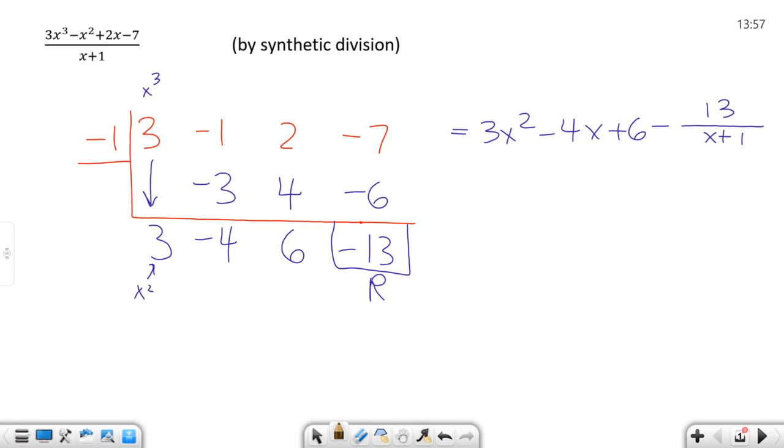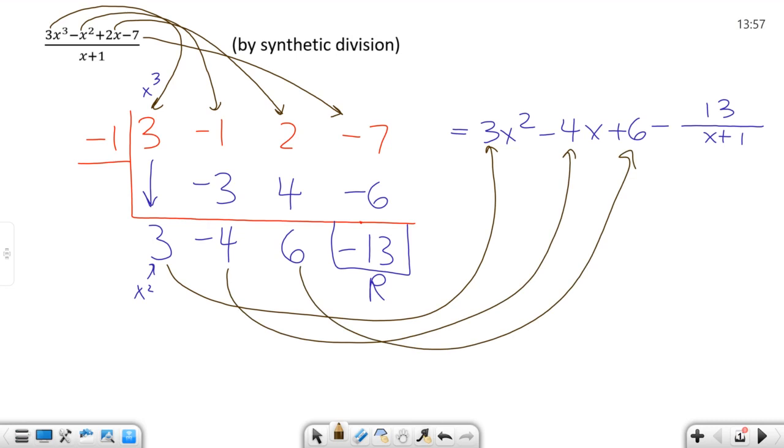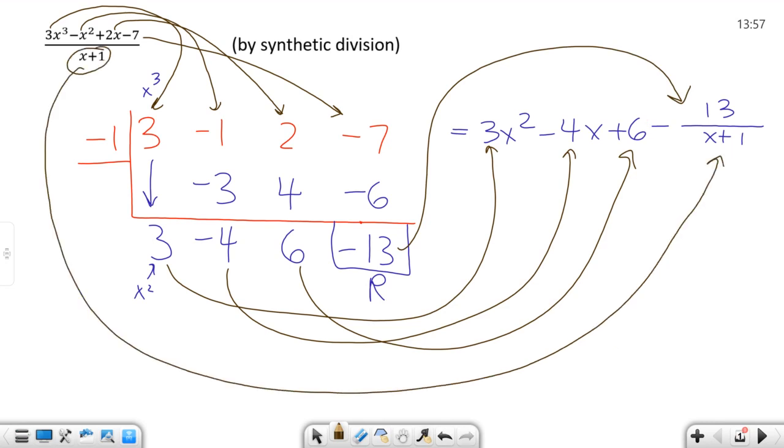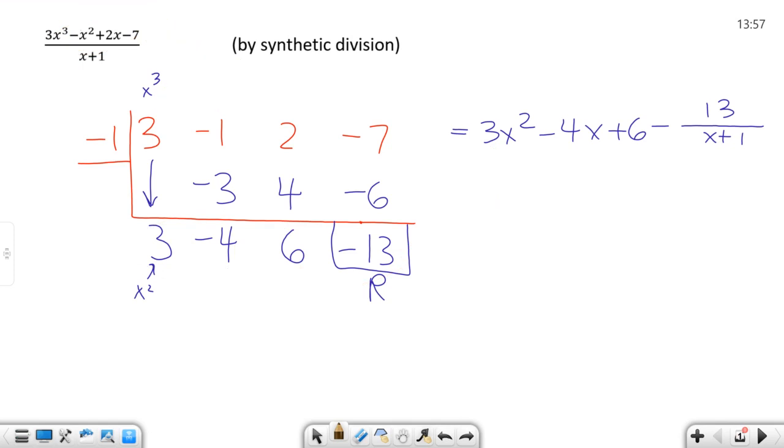So just like this 3 goes here, this -1 goes here, this 2 goes here, and this -7 goes here. This 3 here, this -4 goes here, this 6 goes here, and then this 13 is up here. That's this whole thing here. And then this that was already in the denominator goes here. So we sort of deconstruct this thing and put those things here. Then we take these things and we add them back over here. Let me get all this extra garbage off the screen. So this is our final answer here.